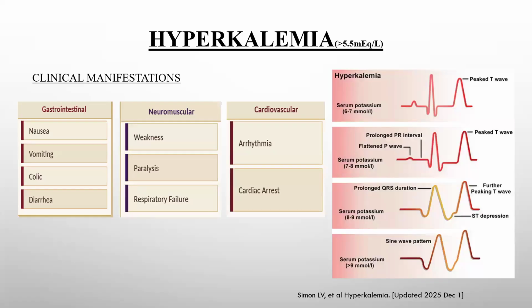Coming to potassium, the normal value is between 3.7 to 5.1 milliequivalents per liter, and hyperkalemia is when the level is more than 5.5 milliequivalents per liter. The main manifestations are cardiovascular, like arrhythmia and cardiac arrest. This is because when the potassium level increases, the resting membrane potential becomes less negative, thereby increasing the excitability. So it causes conduction blocks and arrhythmias. ECG features like peaked T waves, flattened P waves, and PR prolongation can be seen. GI symptoms like nausea, vomiting, colic, diarrhea, and neuromuscular symptoms like weakness, paralysis, and respiratory failure.